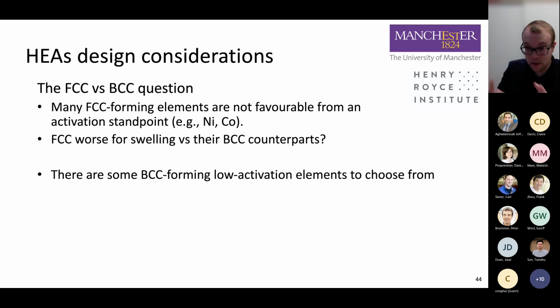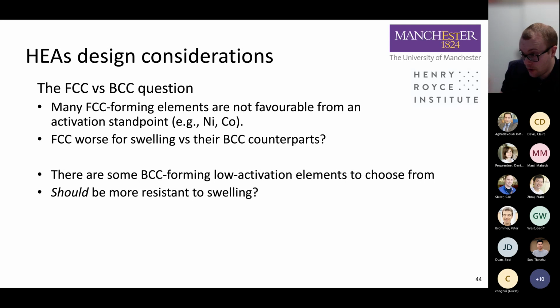For the BCC, there are some BCC low activation elements to choose from. That's a good thing. They should, in theory, be more resistant to swelling, although actually the jury is still very much out on that front. If you have vanadium iron alloys, for instance, they've been shown to swell a lot. Problematically, though, they tend to be brittle.